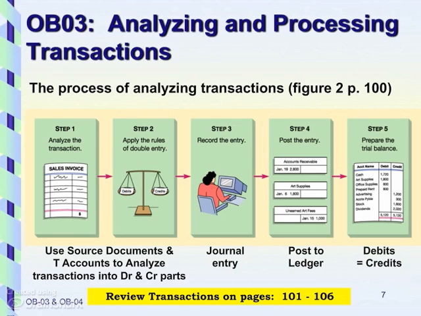Lastly, we prepare a trial balance. The trial balance confirms the balance of the accounts. It confirms that the balances are in balance and that we've recorded all of our journal and posting. However, our trial balance does not tell us that we've done all of our transactions correctly. You can look at an example of the types of transactions we will be using for this semester on pages 101 through page 106 in your textbook.